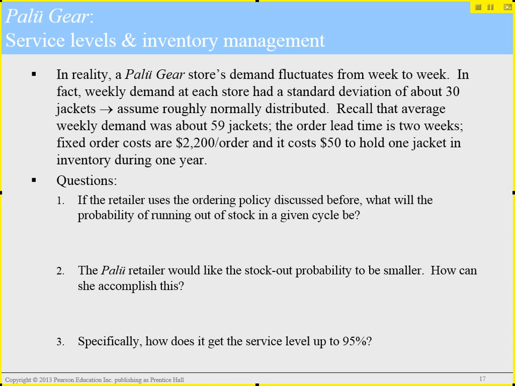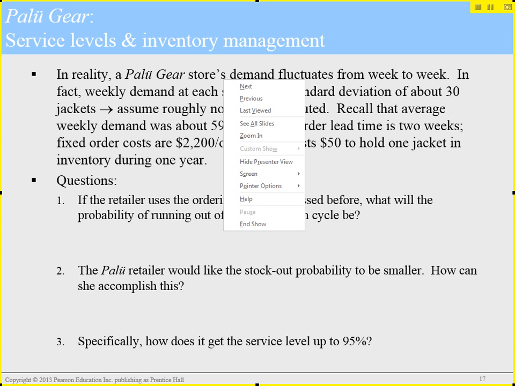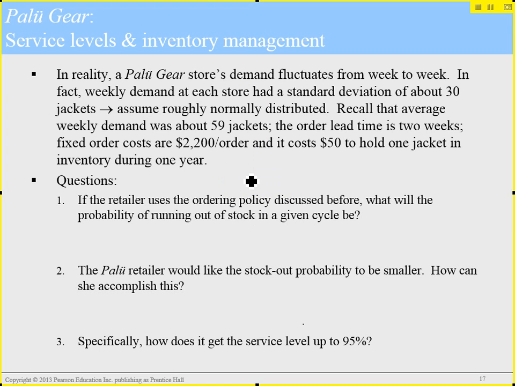And so from a previous chapter, I think in chapter 6, we talked about their average weekly demand was 59 jackets. Okay, the order lead time is 2 weeks. Fixed order costs are $2,200, and it costs $50 to hold one jacket. All right, I want you to tell me if I were going to calculate EOQ. Can you do that from memory yet? Can you tell me what the equation is for EOQ?